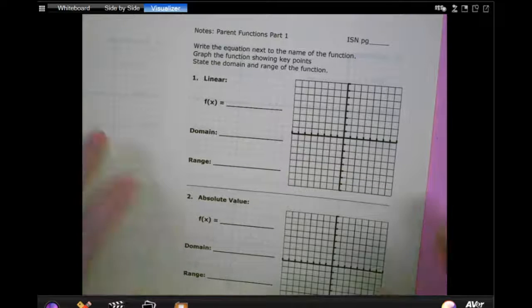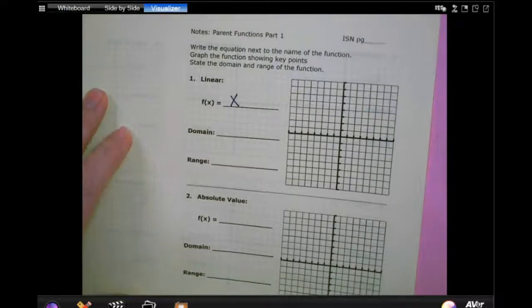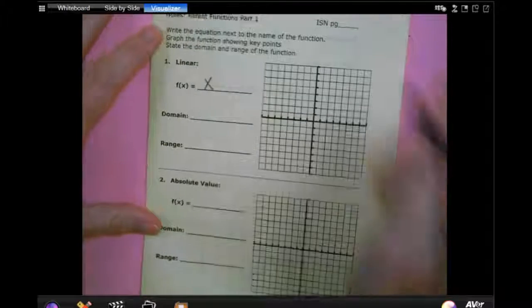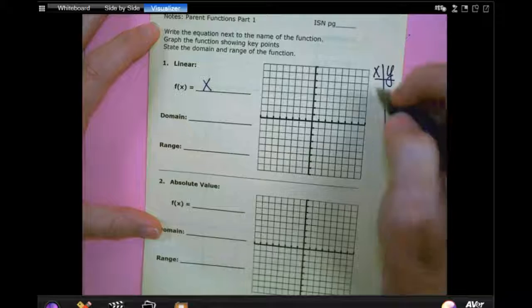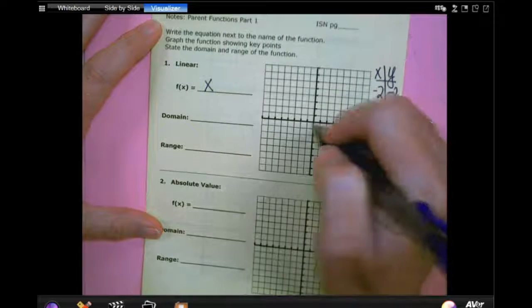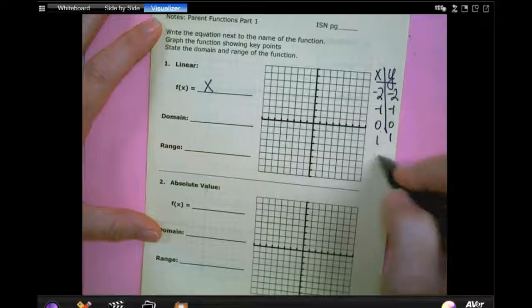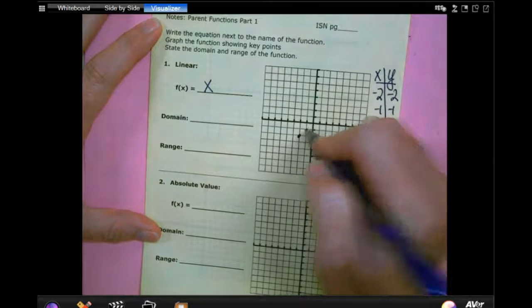So the first parent function, which we've done forever, is linear, which is y equals x. So if I made a t-chart to graph the line, if I made x -2, what would my y value be? Right. And -1 would be -1. So when I graph it, it makes a line.